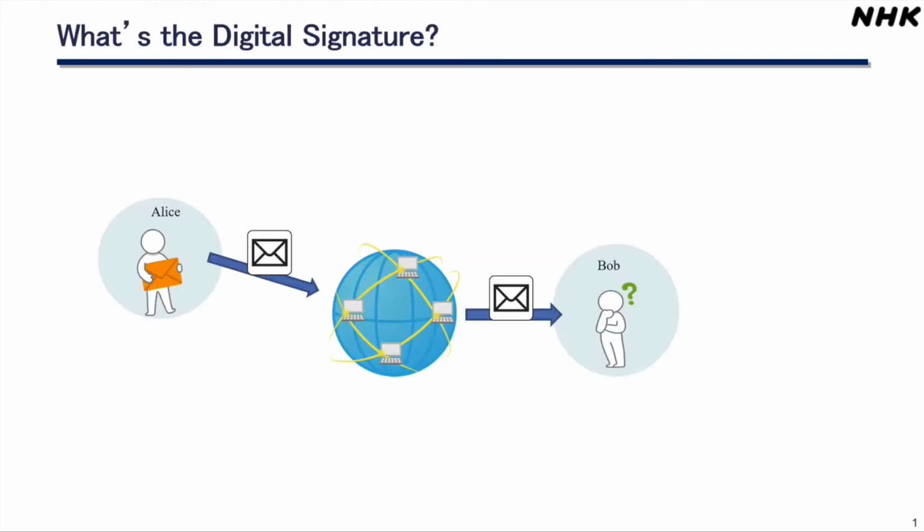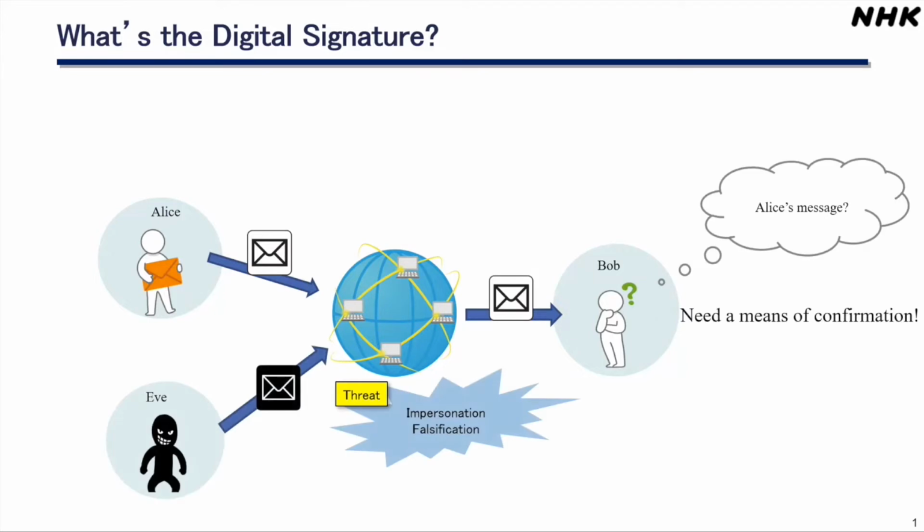First, I will explain the digital signature. Let's say Alice sends a message to Bob via the internet. In this case, if there is an attacker named Eve, he may impersonate Alice and may change the message. So Bob needs a way to confirm the message is real from Alice. This is a digital signature.